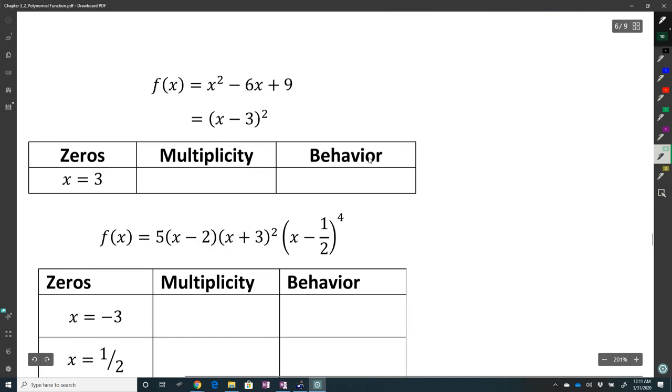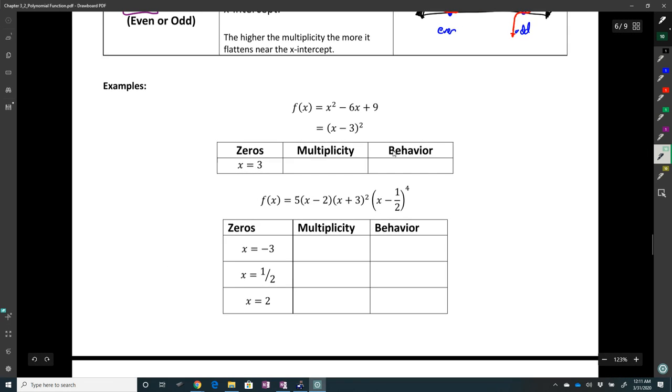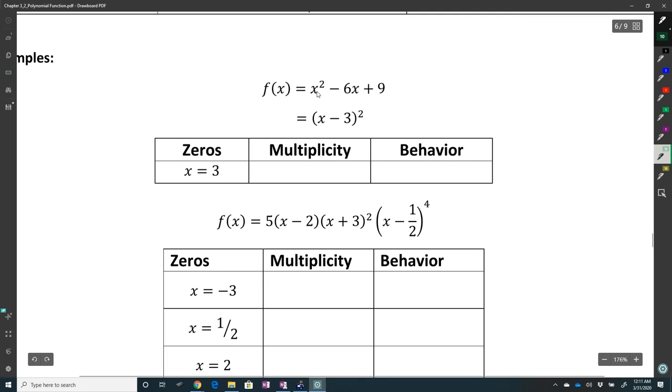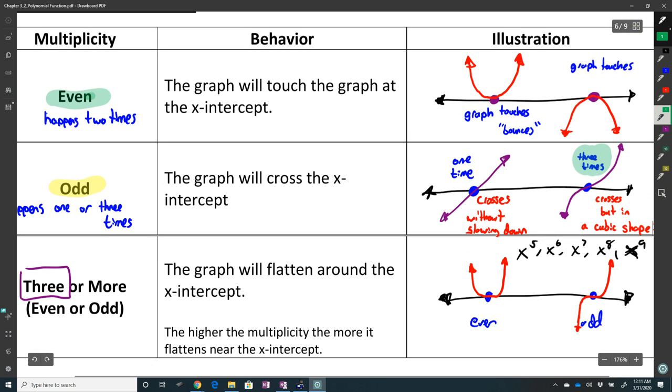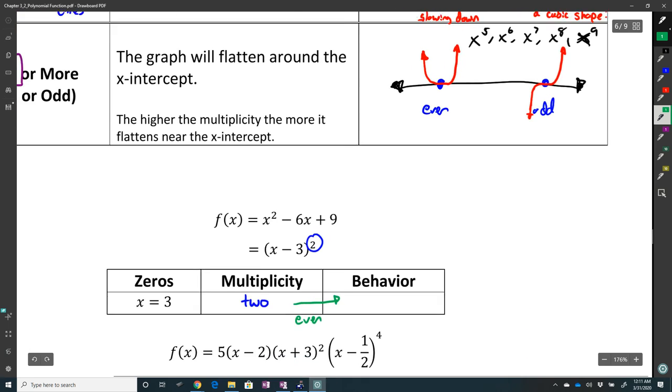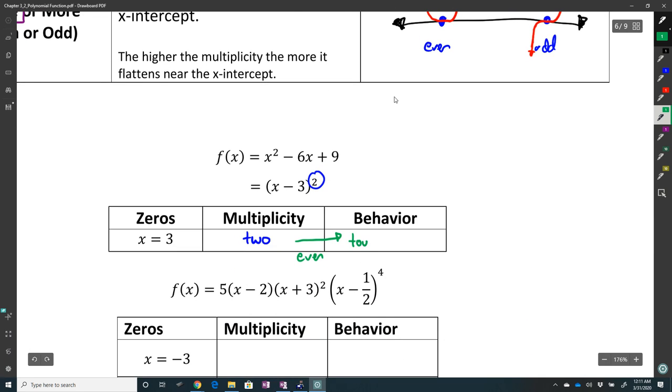So let's do an example. So we'll start with some happy stuff. If I have f of x equals x squared minus 6x plus 9, I factored it for us. And so x equals 3. Okay, we look at it and we can see that x minus 3 happens twice. So the multiplicity is 2. Since the multiplicity is 2, this 2 is even. Okay, and if it's even, the graph is going to touch. Or if you're like Gilbert, you can say that it bounces.